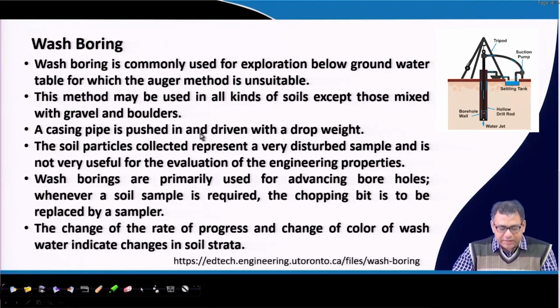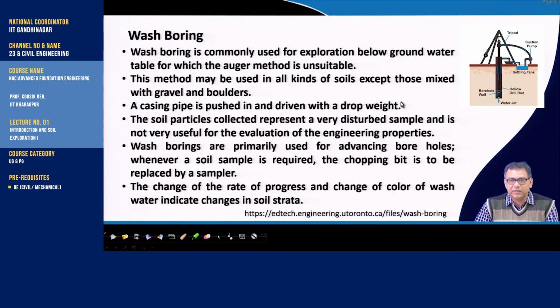So, a casing pipe is pushed and driven into the soil by a drop hammer. This is the casing pipe which is pushed into the soil by a drop hammer, and the soil particles collected represent a very disturbed sample and are not very useful for determining the strength properties or the permeability properties.